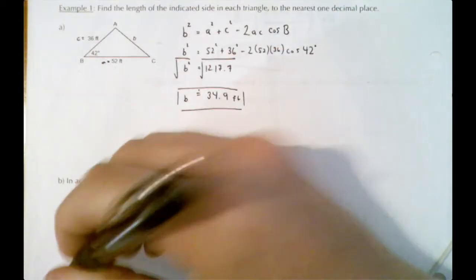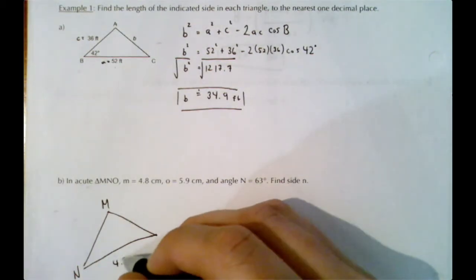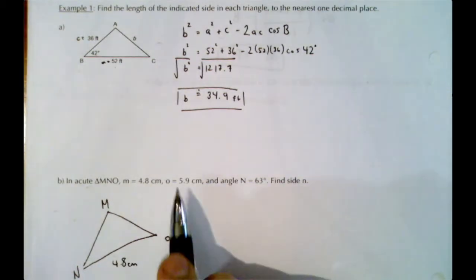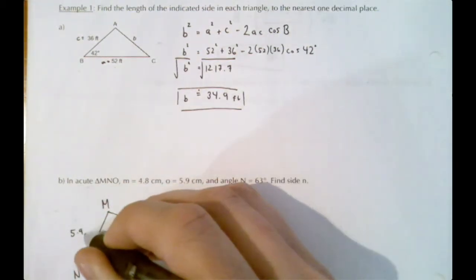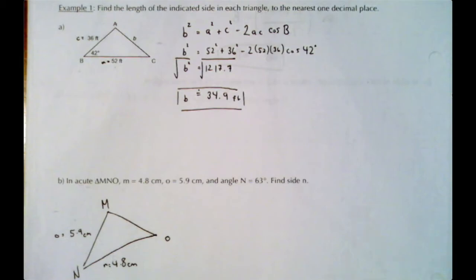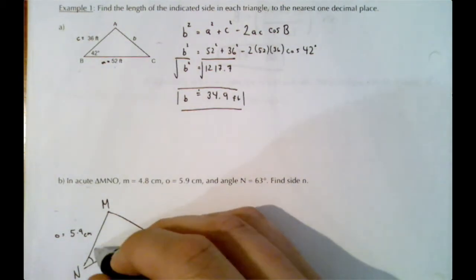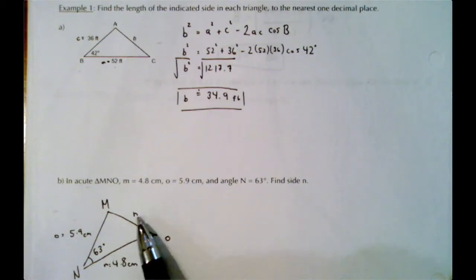M, N, O. So remember the side M is across from angle M. So we've got 4.8 here. O is across from angle O, so we got 5.9. I'm going to write O, I'll write M, and angle N is 63. And look, we've got our contained angle, contained between two sides we know, and we're looking for the last side, N.